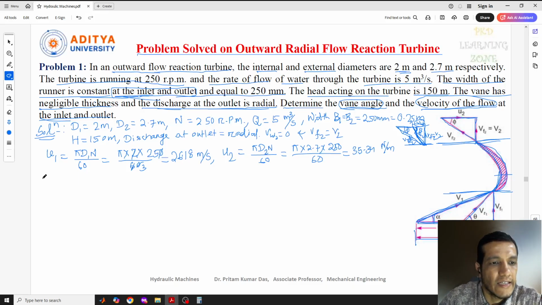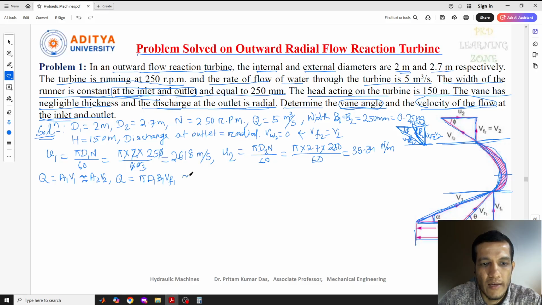The next is discharge. We know discharge equals area A1 into V1, and A2 into V2. But in this condition, we can write Q equals, in place of A1, the area of this blade, pi d1 B1, and the velocity here is nothing but the flow velocity VF1. Similarly, we can write pi d2 B2 into VF2.